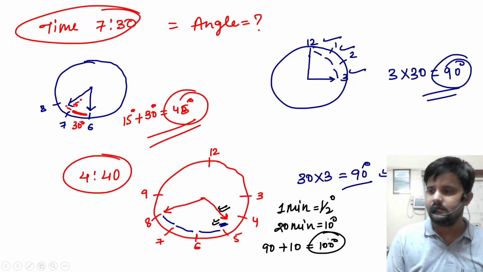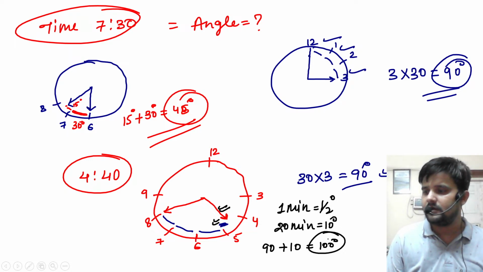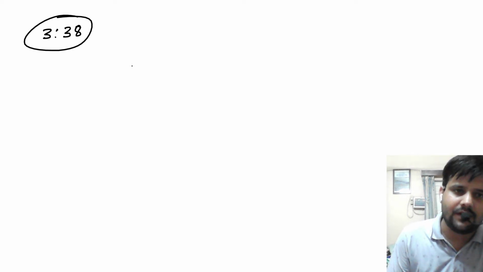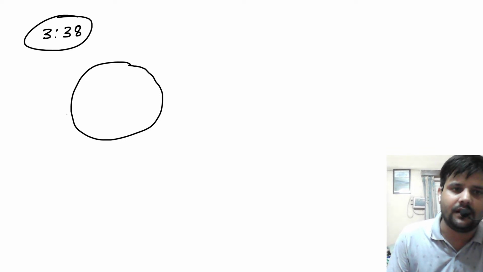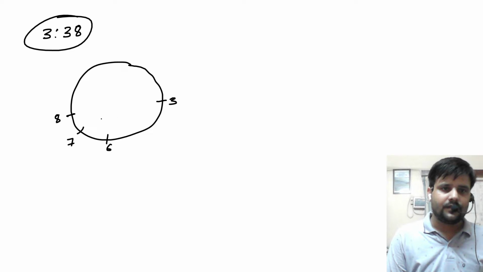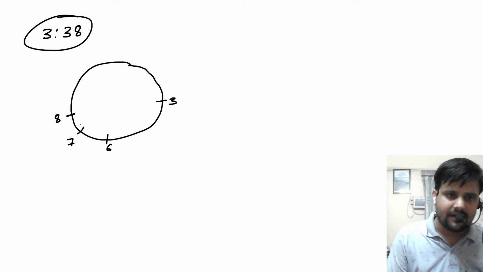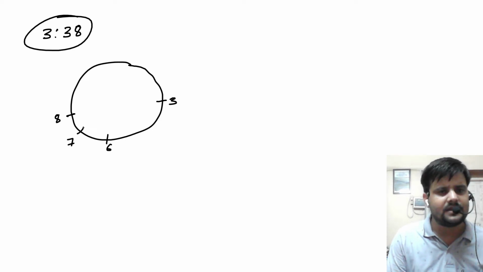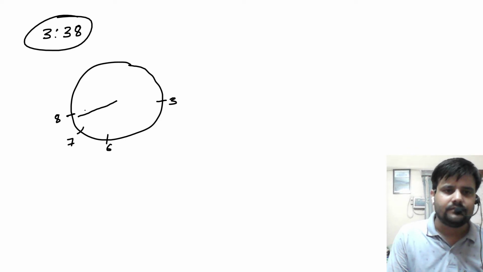Okay, I'm taking another example so that you could have a better grip over the concept. Alright, so let's take the time as 3:38. So what will happen? Just imagine the positions of the needles. It is 8, it is 7, it is 6, here it is 3. So what we know is that the minute hand will be somewhere between 7 and 8, because at 8 it will be 40 minutes and at 7 it is 35 minutes. So we know that it will be somewhere here.